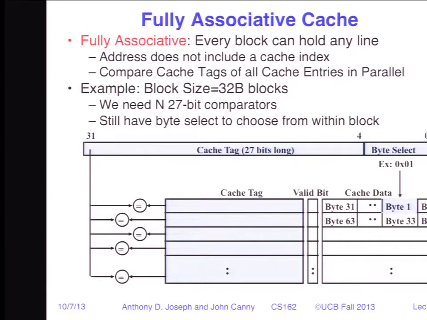The advantage here is we can put it anywhere, so we don't have to worry about collisions. But the downside is we need a lot of hardware. That can actually make a fully associative cache, especially if it's big, be slow. Because you have to take this tag and MUX it out to all the comparators, then MUX back the answers from all the comparators and actually select the appropriate line. So people typically don't build very, very big fully associative caches, maybe 64, 128, 256 entries at max.